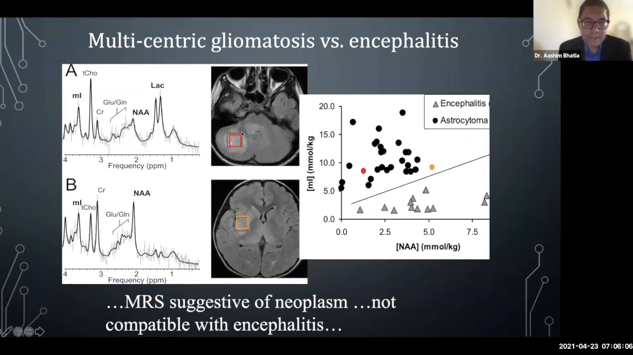And if you plot the myo-inositol versus NAA ratio here on the curve, you can see encephalitis actually has a lower ratio versus the neoplasm. Astrocytomas have a higher ratio there. And so this actually turned out to be neoplasm because MR spectroscopy confirmed those findings. On imaging, the appearance was a multicentric gliomatosis. So it can be challenging up front, but you can also use more advanced imaging tools to make these diagnoses a little more clear.